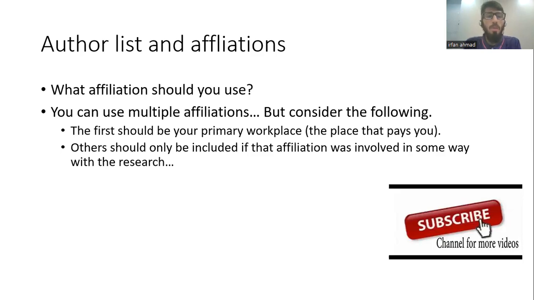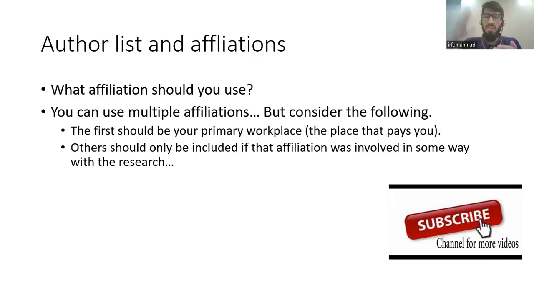Author list. Now what about affiliation? Which affiliation should you claim, and which one should be used? You can use multiple affiliations, but consider the following. The first should be your primary workplace, or the place that pays you, sponsors your study, or the place where you study. Others should also be included if the affiliated institution was involved. For example, if you want to collect data from a hospital, and the hospital allows it only on the condition that you put their affiliation, then you can put them as a second affiliation.